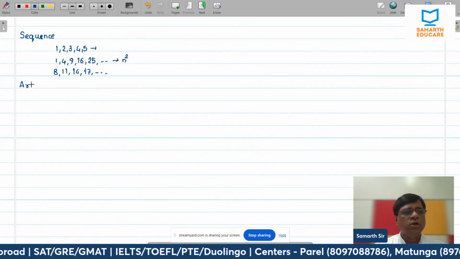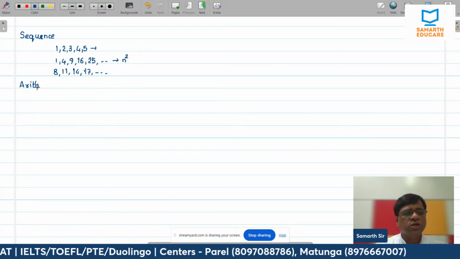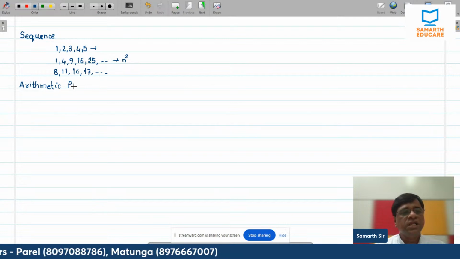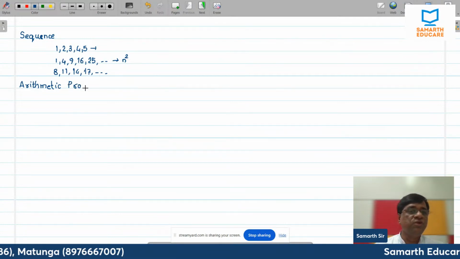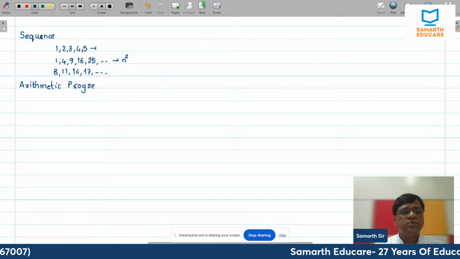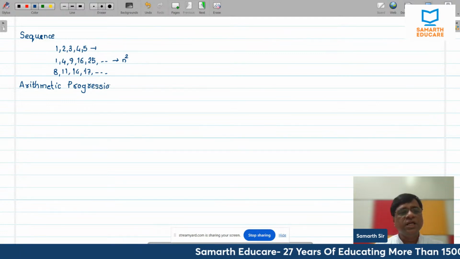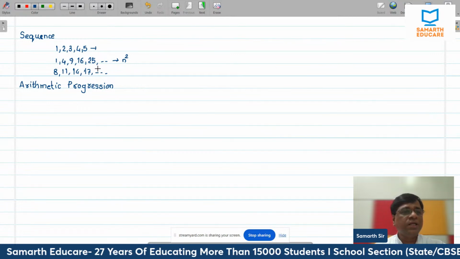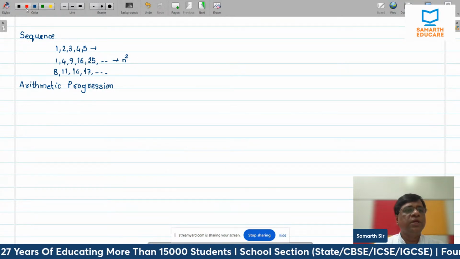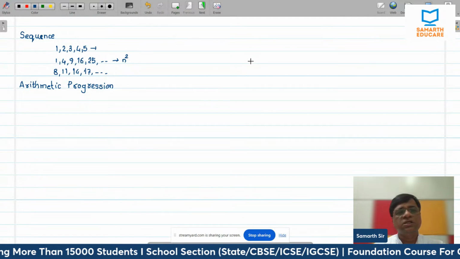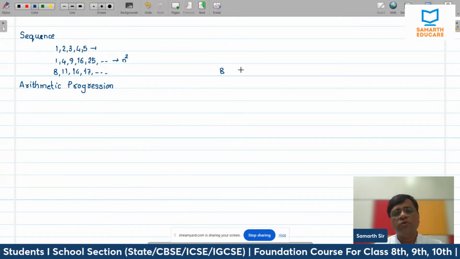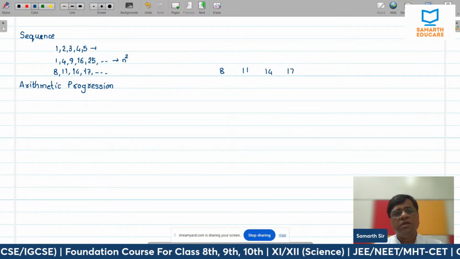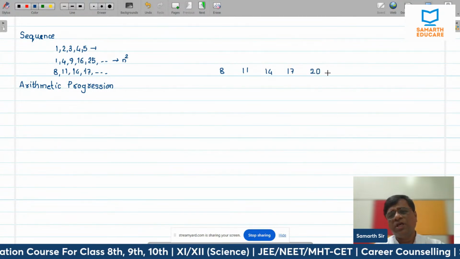Now a special type of sequence in which the difference between a term and its preceding term, meaning the previous term, is constant, is called an arithmetic progression. Now let me try to explain. Let me write this here again. I gave you the example of 8, 11, 14, 17, maybe 20, and we can go on like this.